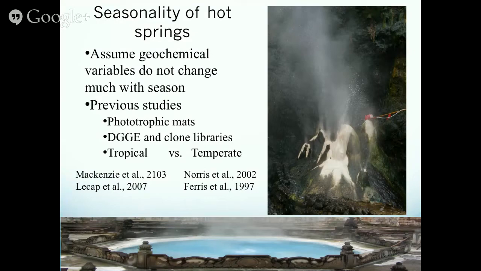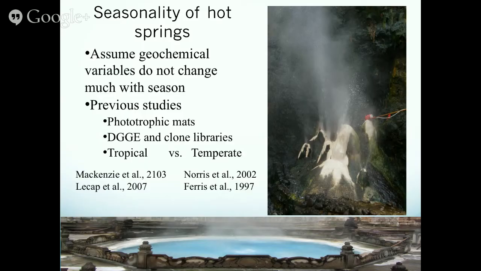One example here is a hot spring, where water has been heated through geologic processes and expelled upon the earth. Because of this, we have an assumption that because these geochemical processes are created by deep earth processes, deep within the earth, not by the orbit of the sun, they really wouldn't change with the season.